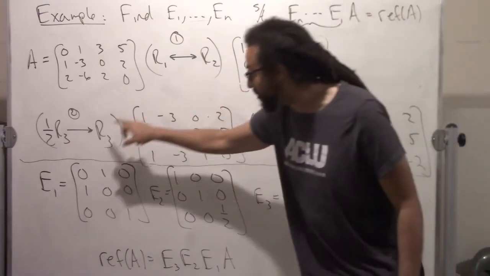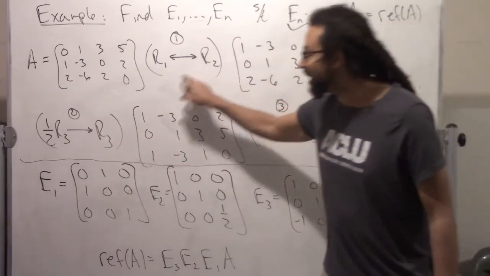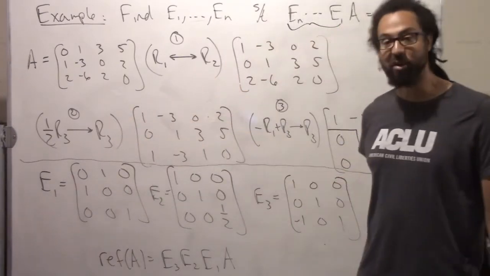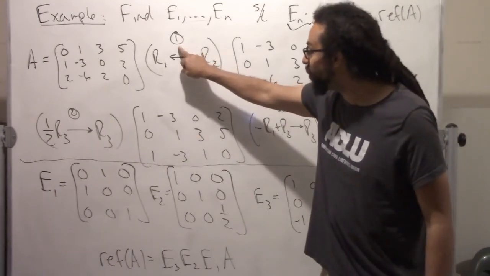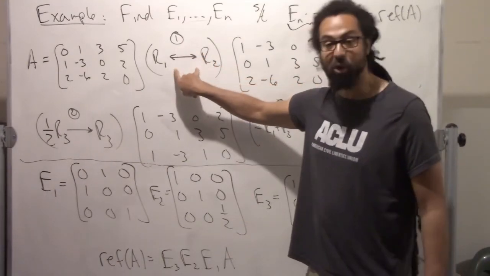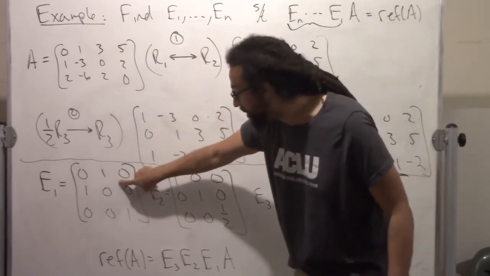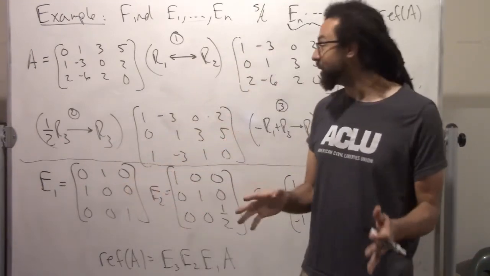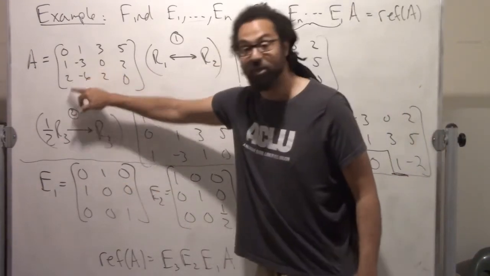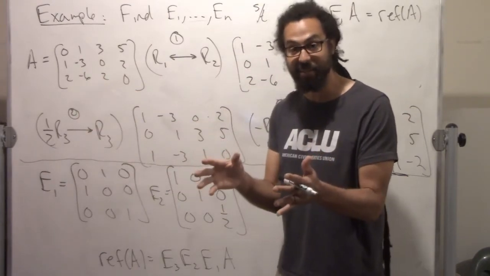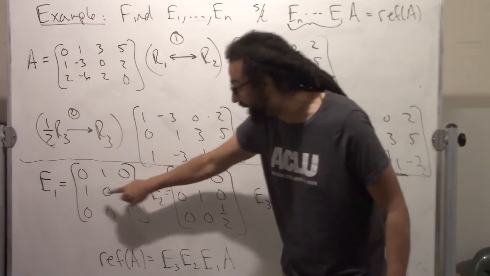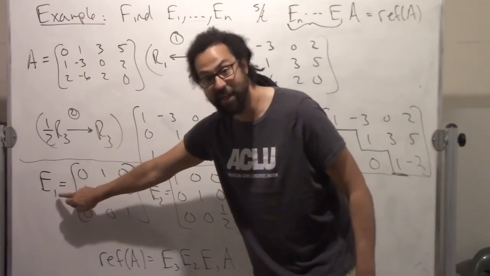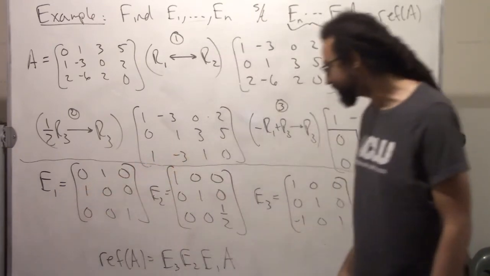Each one of these elementary row operations will correspond to an elementary matrix. So operation number 1 is swap row 1 with row 2. So here that is. We took the 3 by 3 because there's 3 rows. So we took a 3 by 3 identity matrix and swapped row 1 and row 2. So that's what we have here. That's our first elementary matrix E1.